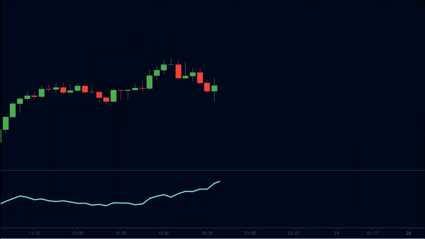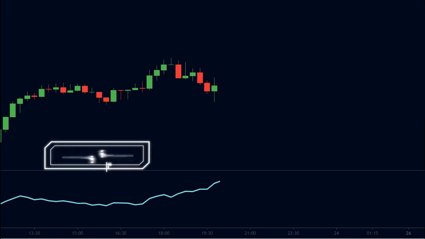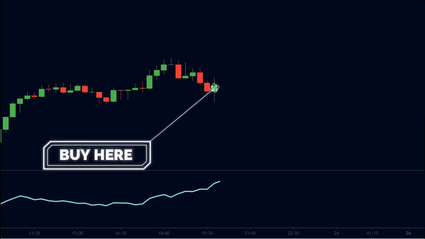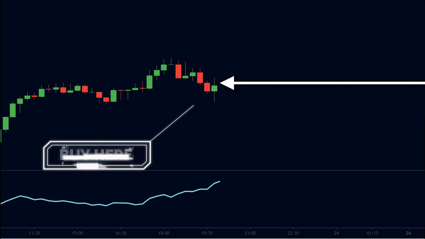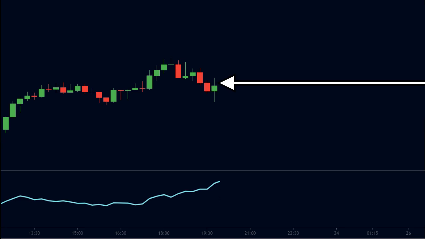For instance, let's say that I want to buy here on this green candle. For some reason I think that this small down move was a pullback, and this green candle gives me a signal that the price may be about to resume the uptrend. So I decide to buy here. Now, to set a stop loss, we will look at the value of the ATR. The value of the ATR at the time of our entry was 82 pips.